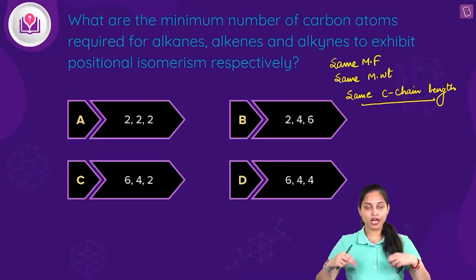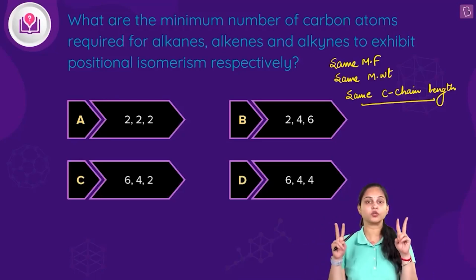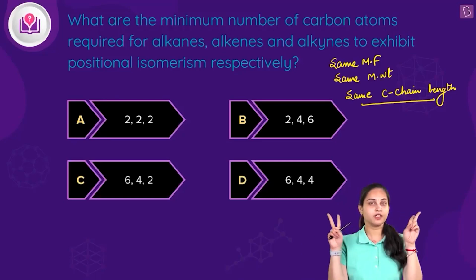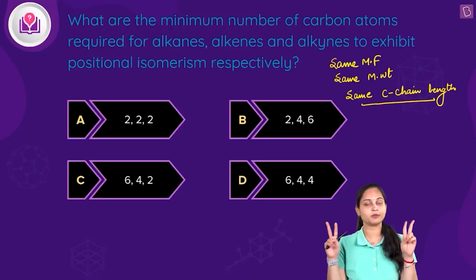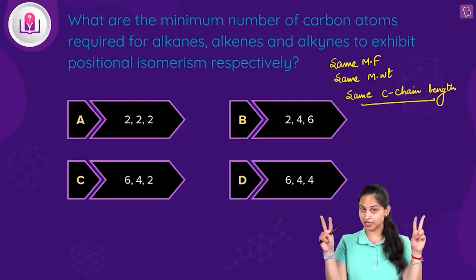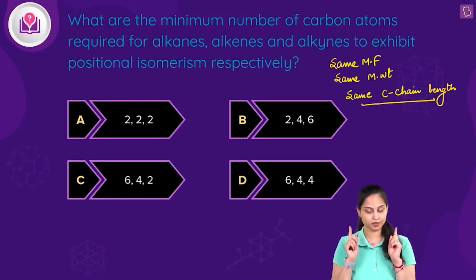So if we are having two compounds and we want to go for positional isomerism, their parent chain should have the same number of carbon atoms. The positions of the multiple bond, functional group, alkyl substituents can vary, but the carbon chain length will be the same. Remember this thing.